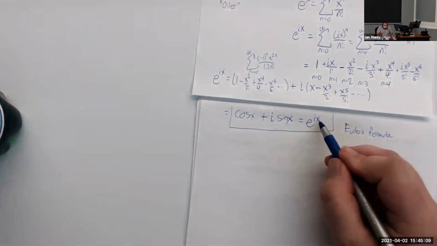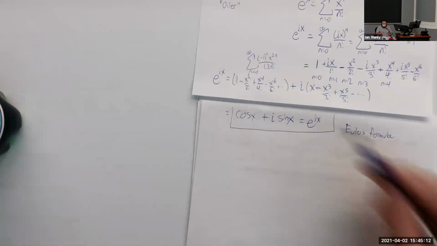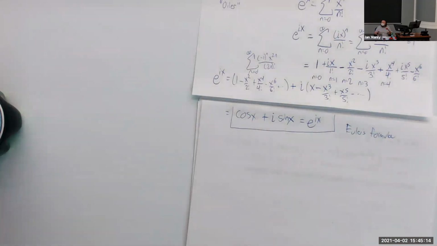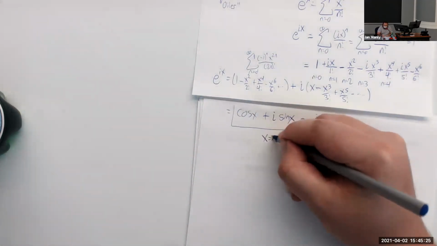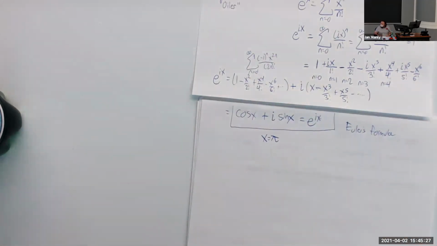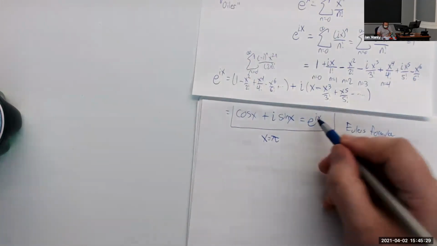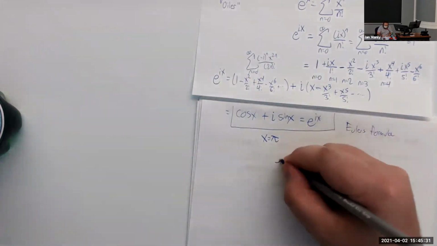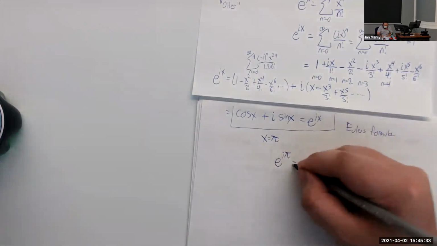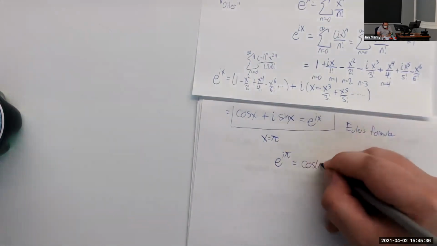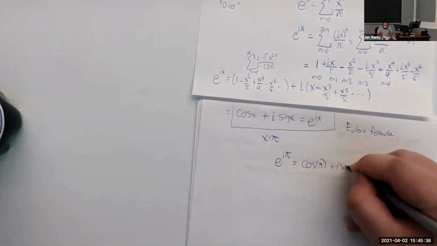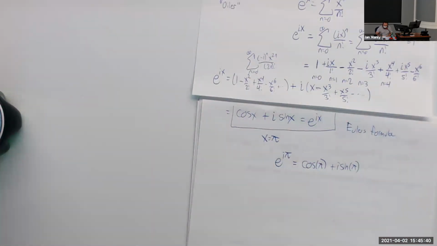But there's also something else that's really cool about this. This works for any x, right? The interval of convergence for all of the series that we just looked at was all real numbers. So I can plug in any x value and this formula will still work. So that's another nice thing. What I'm going to do is plug in x equals pi. So if I plug that in here, I have e to the i pi equals cosine of pi plus i times sine of pi.